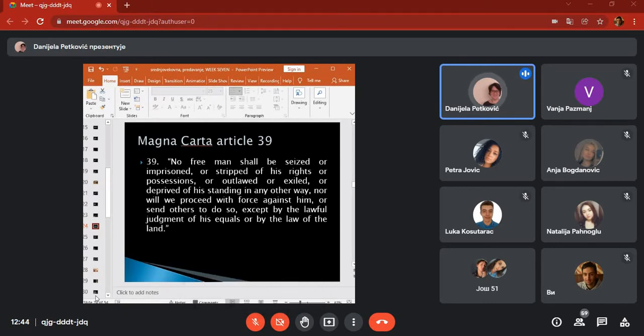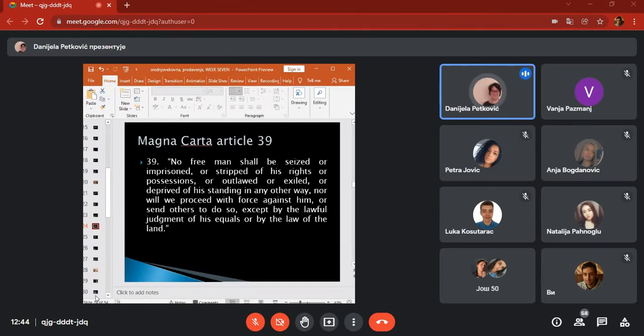So in Article 39, it is stated that no free man shall be seized or imprisoned, or stripped of his rights or possessions, or outlawed or exiled, or deprived of his standing in any other way, nor will we proceed with force against him or send others to do so, except by the lawful judgment of his equals or by the law of the land. So it limits the brutality, it limits police brutality, although of course there was no police in the modern sense of the word at that time in England. This article also requires all the proceedings against someone to be according to the law.